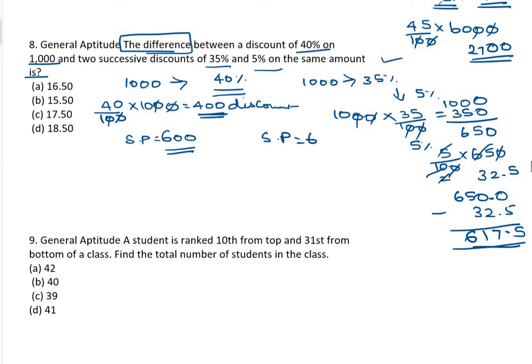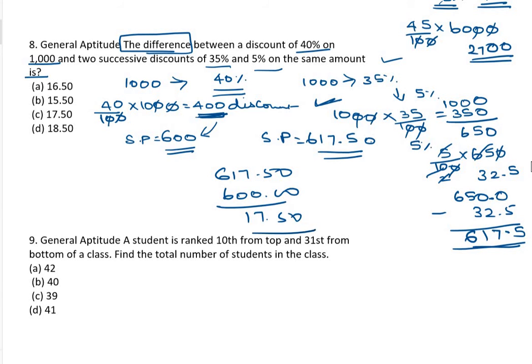Here the selling price is 617.50. If they give successive discounts, that is the benefit of the shopkeeper only. If they give a single amount discount, that is the benefit of the customer. If they give successive discounts, they are planning something to benefit from us. So what is the difference between these two? You have to subtract these two: 17.50 difference.